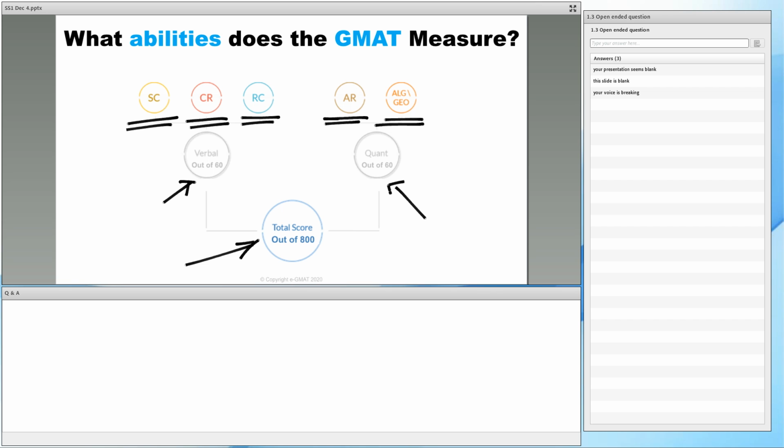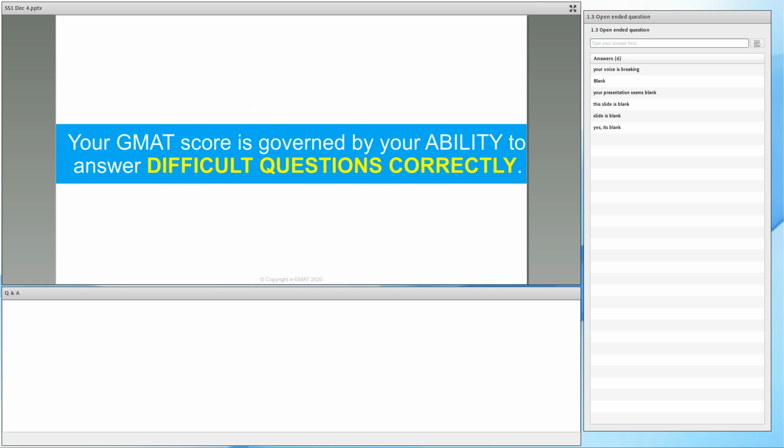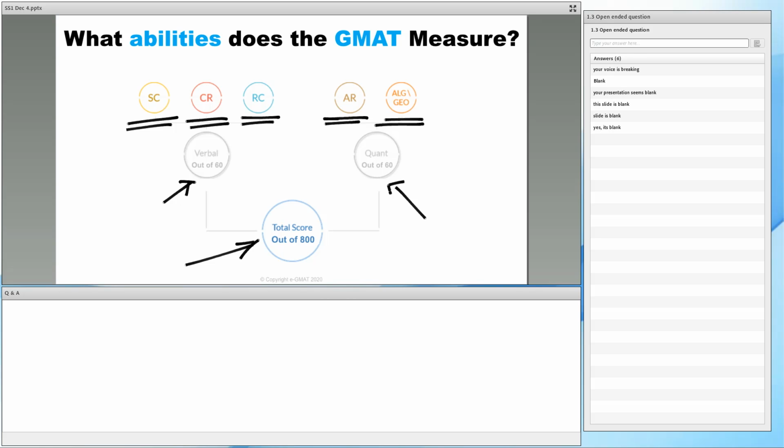The presentation is blank. All right, sorry about that. Let's just go to the next slide. For some reason my presentation is stuck also. Let's just make sure I go through the outline view to the next slide.